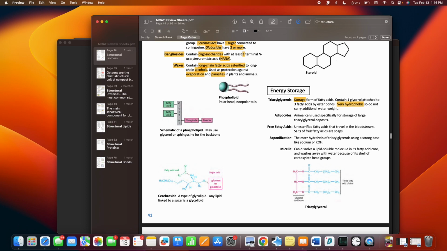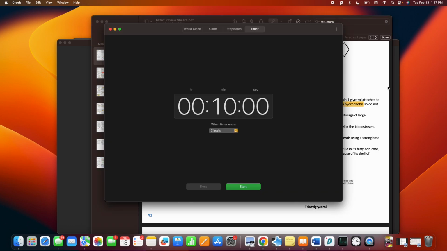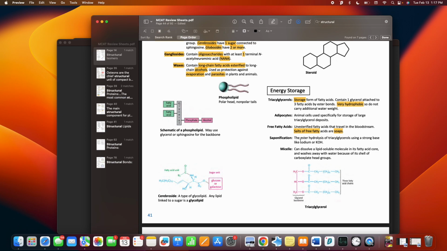Free fatty acids are unesterified fatty acids that travel in the bloodstream. Salts of free fatty acids are soaps. Saponification is the ester hydrolysis of triacylglycerols using a strong base, like sodium hydroxide or KOH.